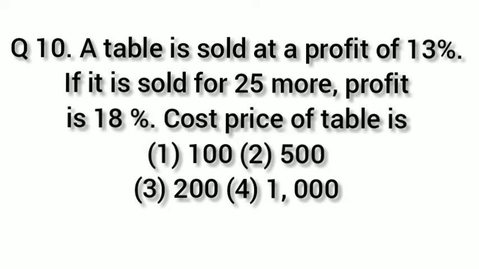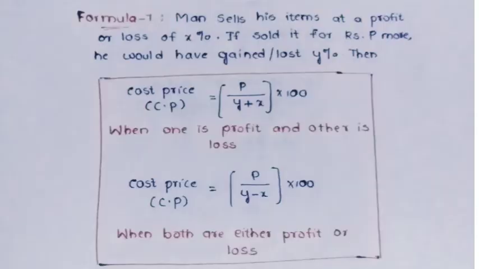So here a table is sold at a profit of 13%, and if it is sold for 25 rupees more, it has got 18% profit, right? We have to find out the cost price of the table. So here also I'm going to use a simple formula. Whenever you get questions where someone is selling their items at a profit and after increasing the price they have got more profit, then you can use a formula like P divided by (Y plus X) into 100.